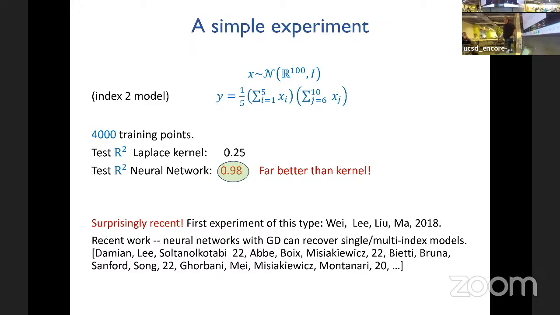How many parameters are there in this? In the neural network, I don't remember, but it's similar for the kernel and the neural network. For the kernel it's just the number of data points, which is 4,000. For neural networks, I don't remember, but it's the same order. I can't say exactly, but it's small.